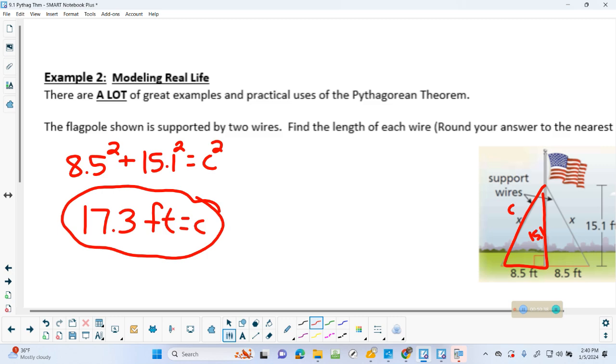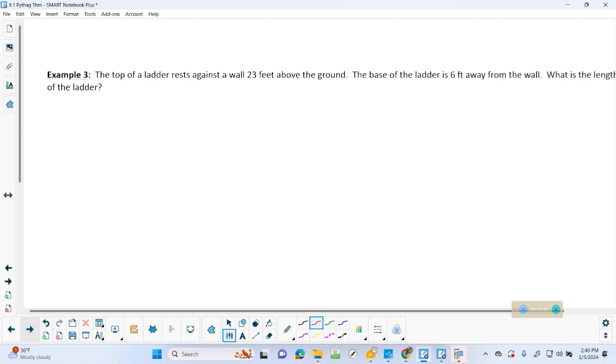All right. Any questions on that? Wasn't too bad for a word problem. Okay, so a similar type of problem, but a little meaner because you don't have a picture. So we're going to have to draw our own picture. I'm not too worried about that. The top of the ladder rests against the wall 23 feet above the ground. The base of the ladder is 6 feet away from the wall. What's the length of the ladder?